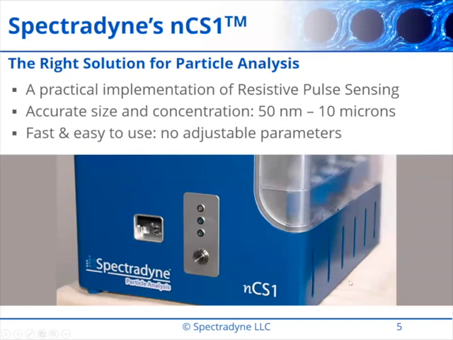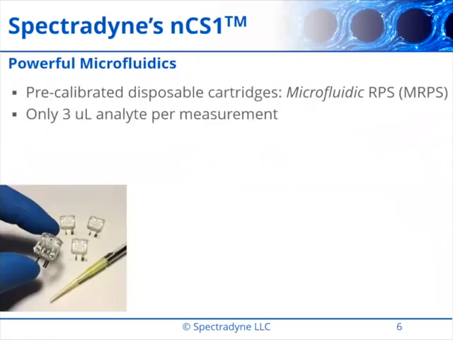We implement this technology through the instrument and with what we call our microfluidic disposable cartridges. So the technology is microfluidic RPS or MRPS, and you can see an example of our cartridges here in the lower left image. The cartridges are comprised of a glass substrate with a plastic block on them. This microfluidic implementation allows us to measure samples with a very small amount of analyte, only 3 microliters. So that's been proven to be an important benefit to some of our biotherapeutic customers.